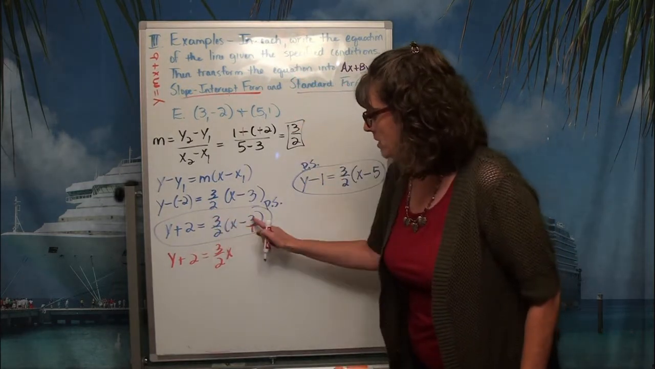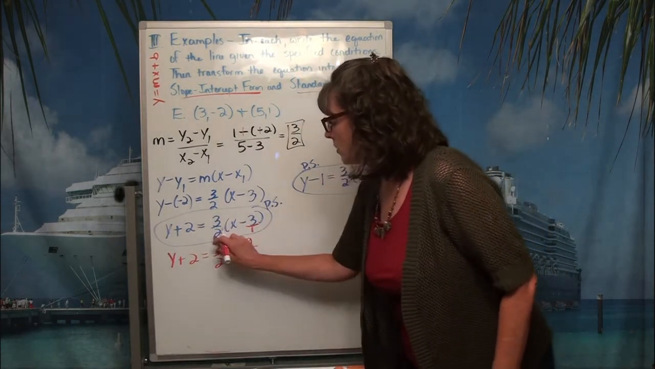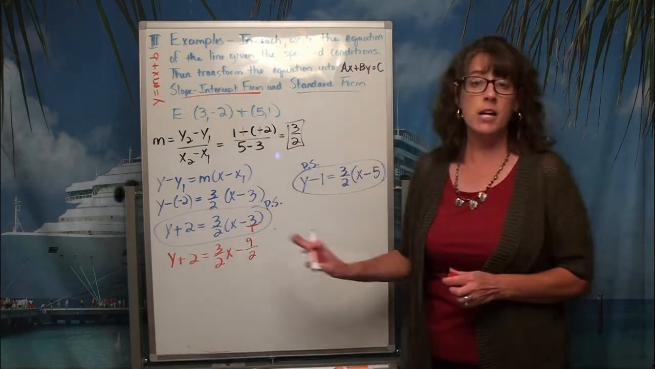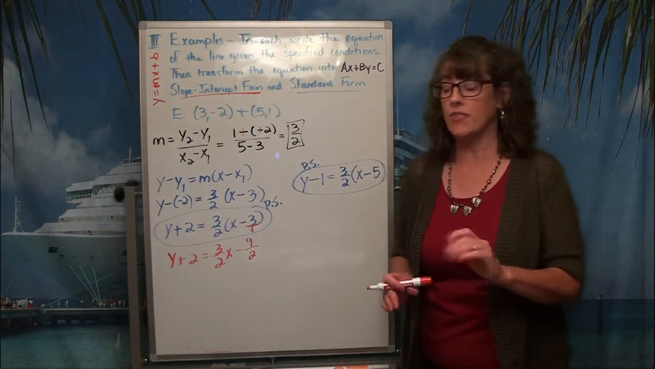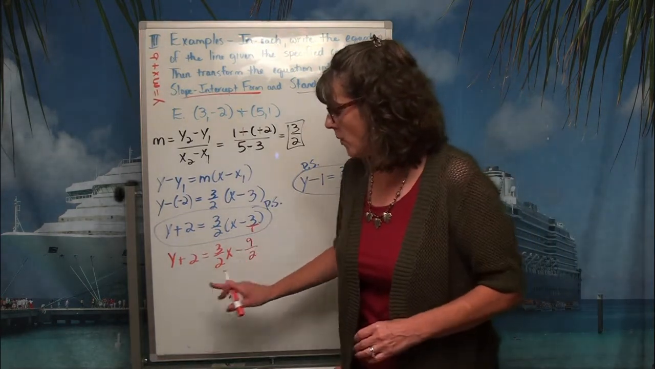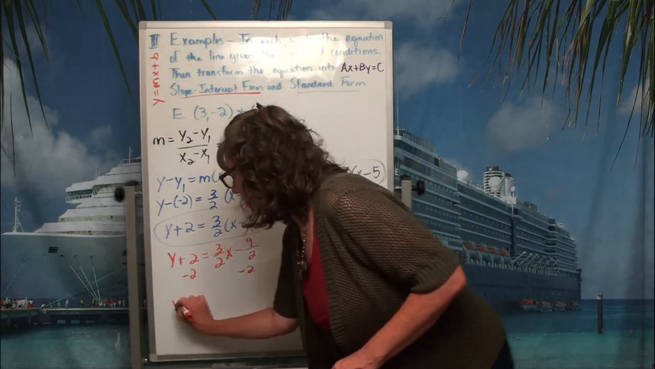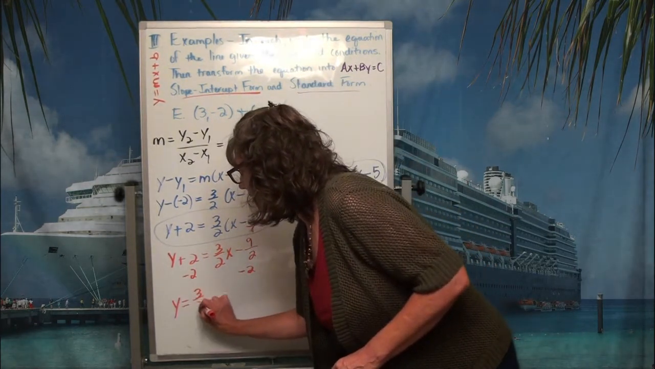So when I multiply 3 times 3, I get a 9. And on the denominator, 2 times 1 is 2. And a positive times a negative is a negative. I know it's a mess, but we're good. We've got this. So to get the y by itself, I need to subtract 2. And that will give me y equals 3/2 x.